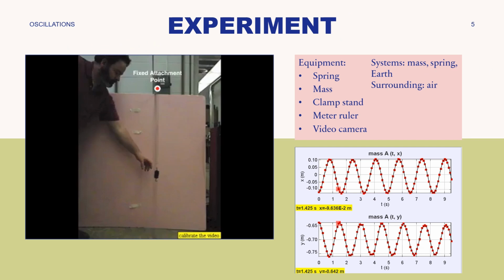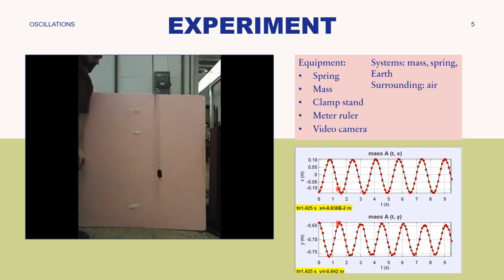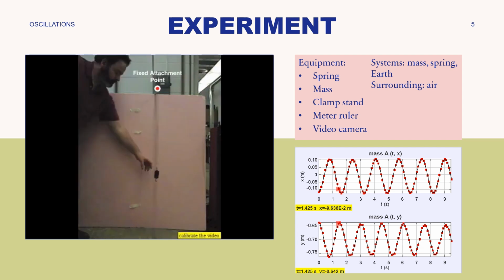Here is our experiment. We used a spring, a mass, a clamp stand, a meter ruler, and a video camera to record this. Our system is the mass, spring, and earth, and our surrounding is the air. On the bottom right, we have the results. You can already see that we've obtained pretty consistent oscillating graphs for both the x position and the y positions.